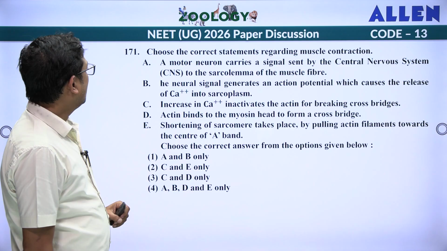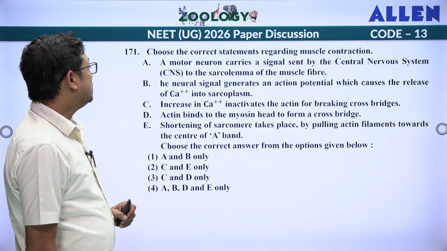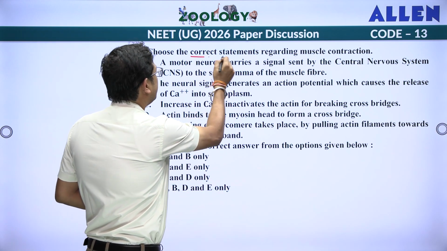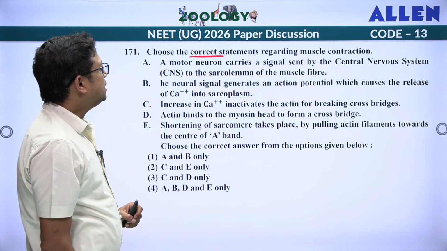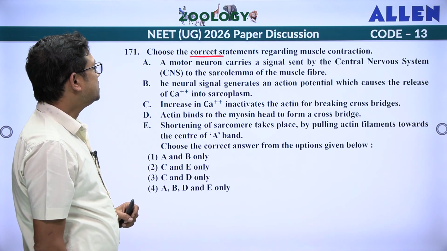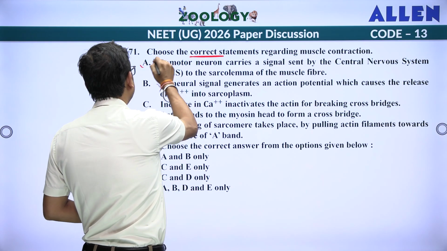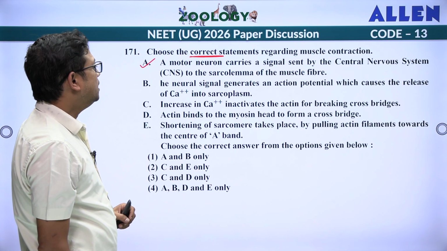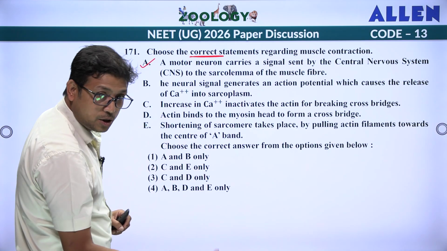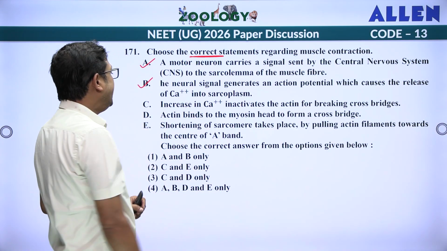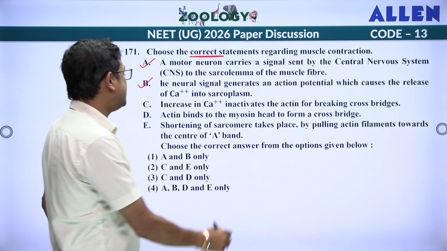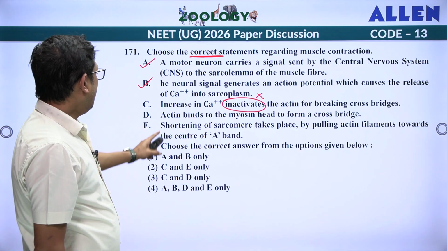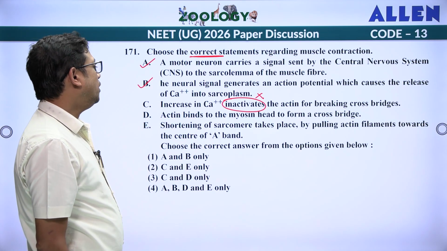Next, choose the correct statement regarding muscle contraction. Okay, we have to find the correct statement. A motor neuron carries a signal sent by the central nervous system to the sarcolemma of the muscle fiber. True. The neural signal generates an action potential which causes the release of calcium into the sarcoplasm. True. Increase in calcium ion inactivates actin. No.